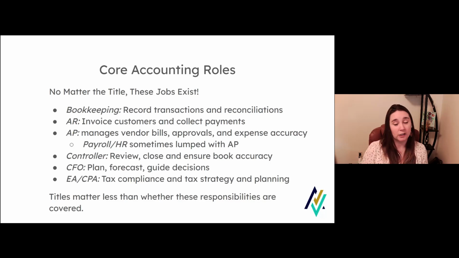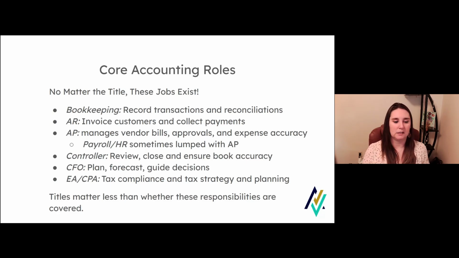A lot of times you'll hear fractional or virtual CFO. The 1 to 10 million companies tend to hire this out at different times to really help with that strategy. And then you have your EAs, an enrolled agent, or a CPA, a certified public accountant. These people most of the time help with tax compliance, so doing your state and federal taxes, helping with tax strategy or tax planning. And a CPA can also do potential audits if there's fraud or anything like that to help guide.